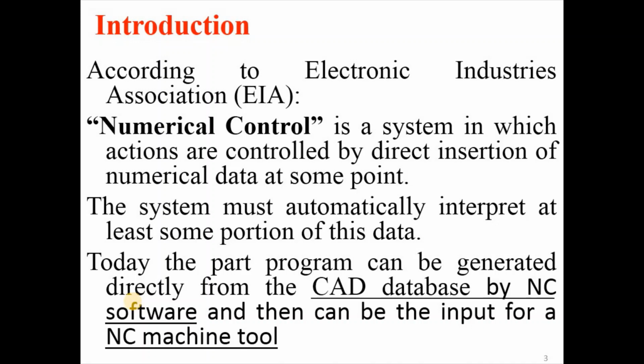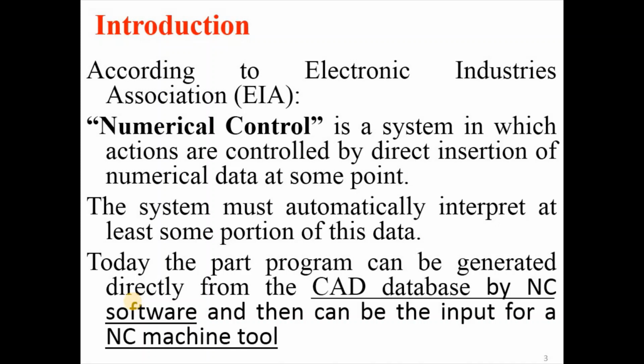According to the Electronic Industries Association, numerical control is a machine to which we provide the part program, created from the CAD database, and we give it directly as input to the NC machine for further manufacturing. It is a system in which actions are controlled by direct insertion of numerical data at some point. The system must automatically interpret at least some portion of the data. Okay, so this is the basic information regarding numerical control machines.